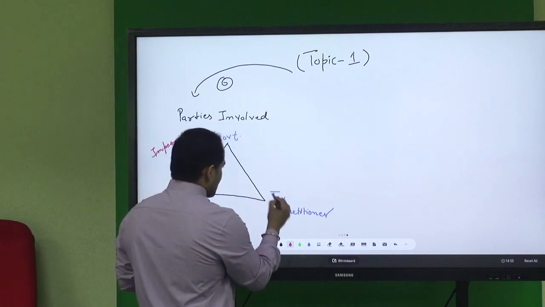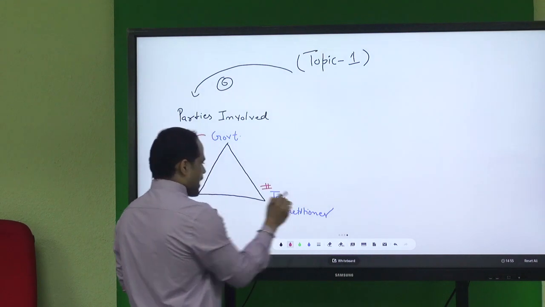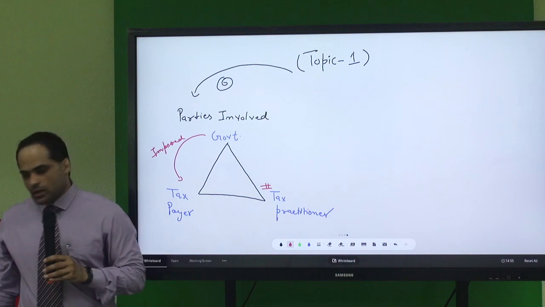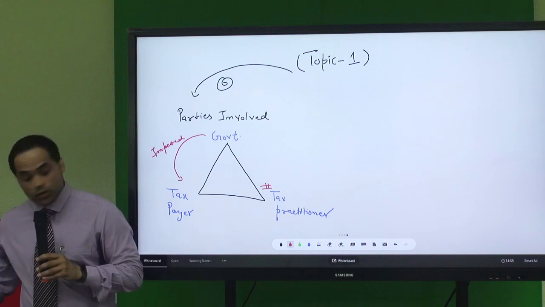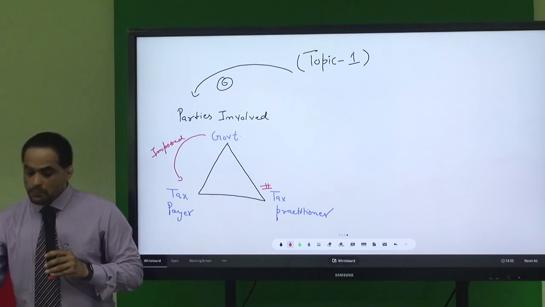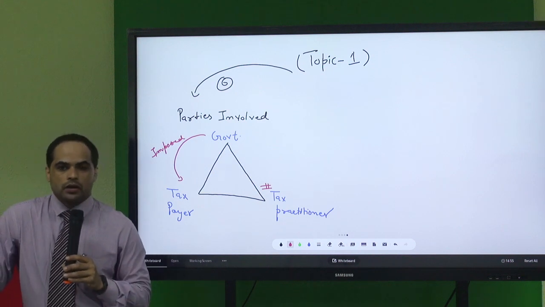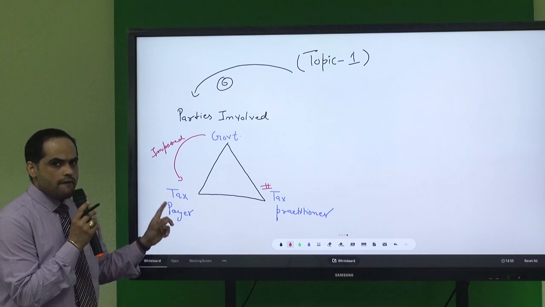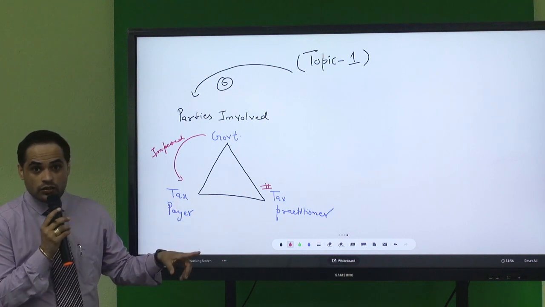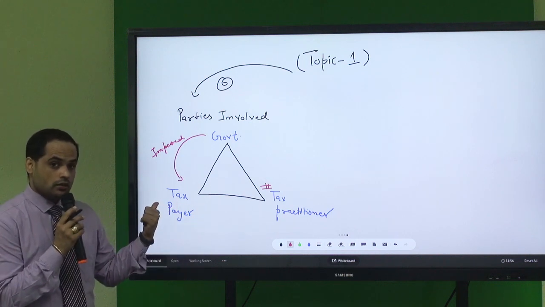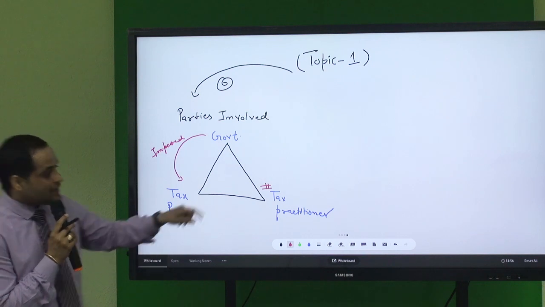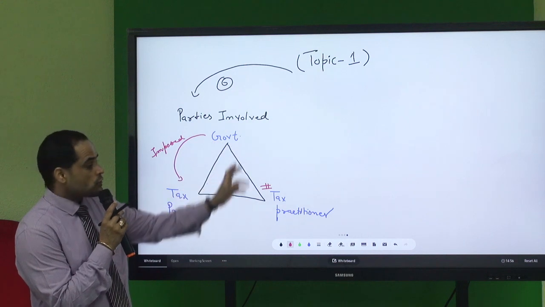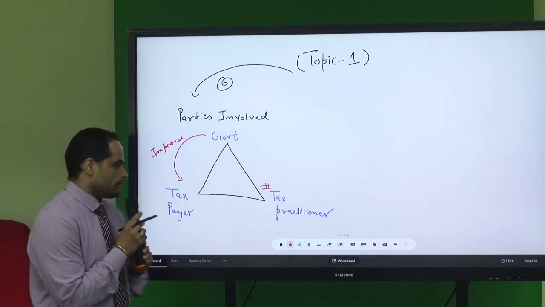So now what does it mean, tax practitioner? A tax practitioner is a person, this could be a lawyer or an accountant, who helps a taxpayer to file a tax return, to submit a tax return, alright? And this taxpayer is also a person who helps the government to collect tax from the people, alright?